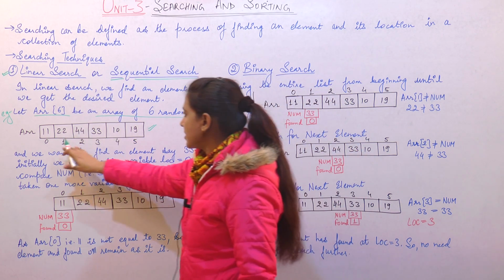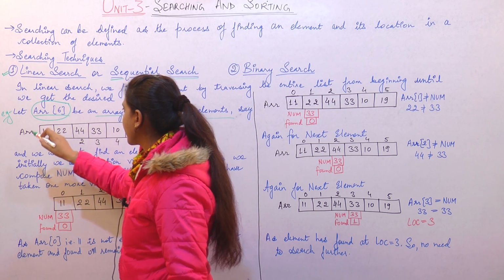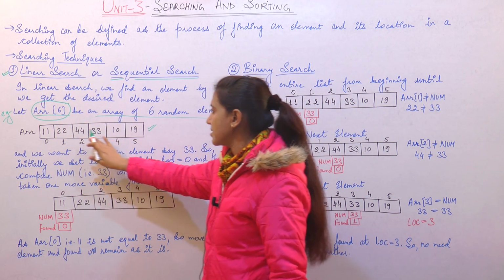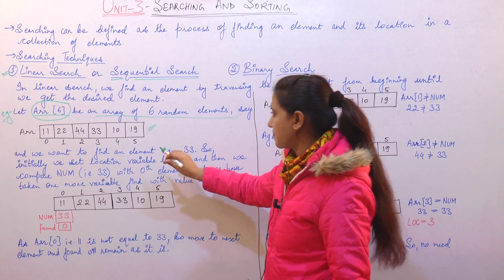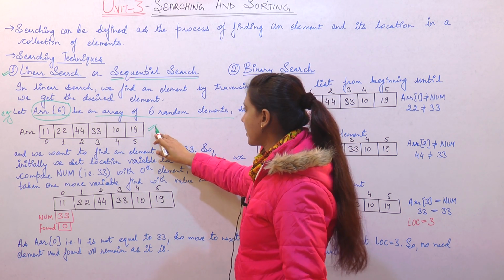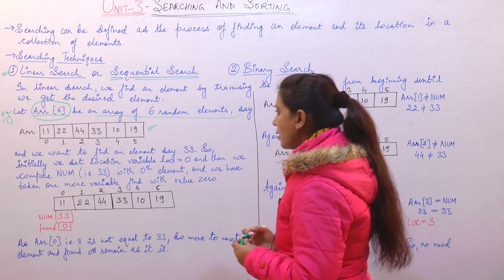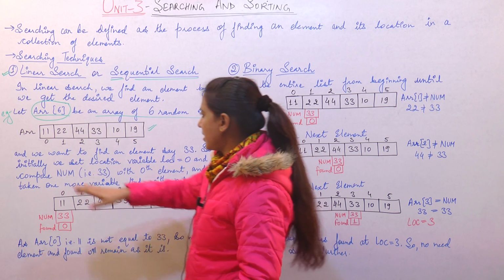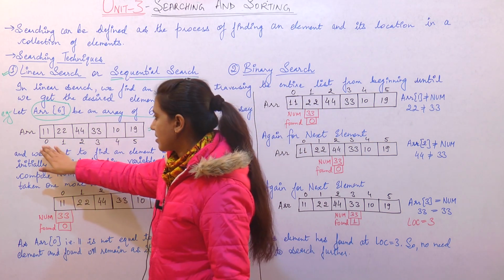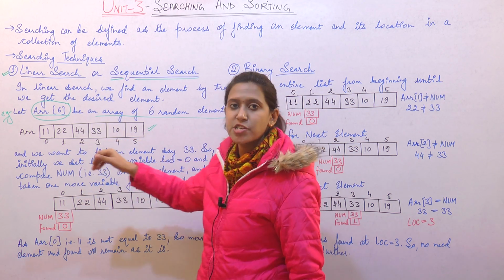We have denoted this array using the keyword ARR for array, and 6 is denoting the number of elements that this array contains. So we have an array containing 6 random elements: 11, 22, 44, 33, 10 and 9. The numbers denoted below this array are the locations of these elements.